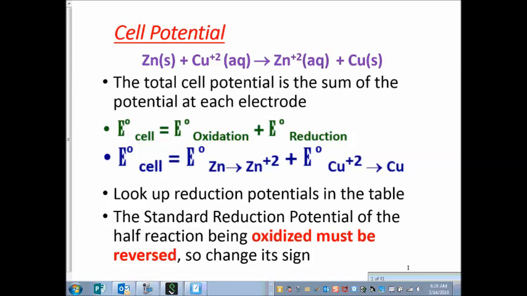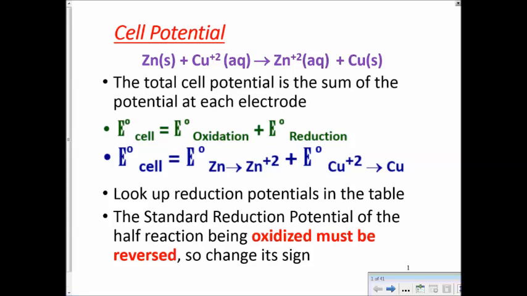So if I'm looking at this example up here, we can see that zinc is the one being oxidized and the copper is being reduced. If I go up here and I look for my copper 2 plus going to copper metal, that has a standard reduction potential, or an E-red, that, looking on the chart, is 0.34 volts. That's a positive value. I look up here too to find the zinc one. And the zinc is written as it's being reduced, so zinc 2 plus plus 2 electrons gives you zinc metal.